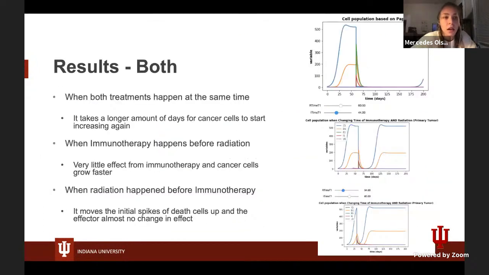Excuse me. And then the combined results, just to summarize, I know I didn't mess with the toggles a lot. I thought that this would just be easier. When both treatments happened at the same time, it takes a longer amount of days for cancer cells to start increasing again, which is this top graph here. When the immunotherapy happens before radiation, there's really a very small effect from the effector cells that have now been released due to the immunotherapy. And then it again goes down when you hit that radiation, but it goes right back up as they're not doing that synergy, they're not working together.